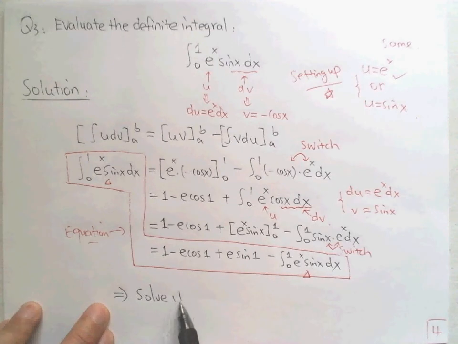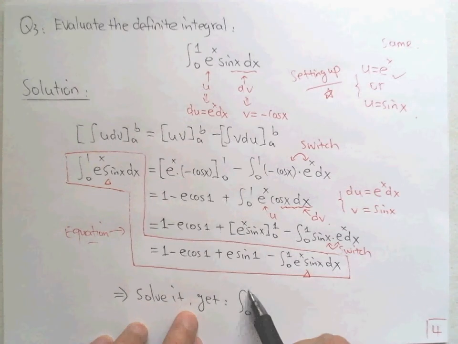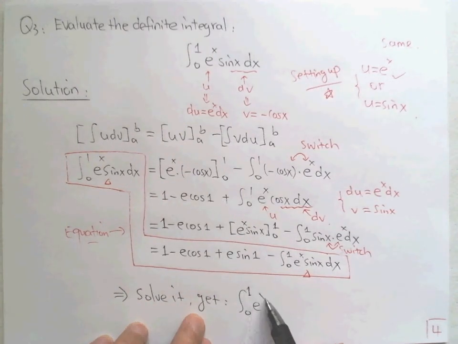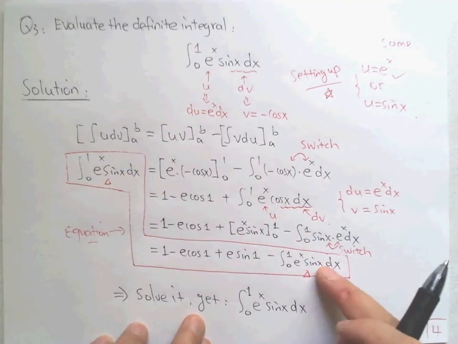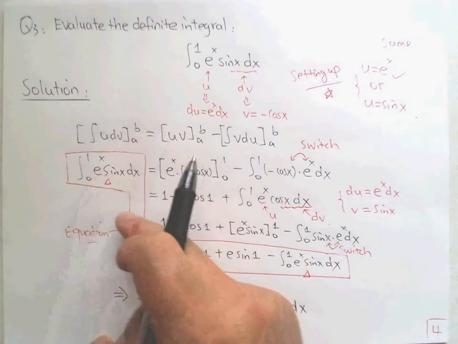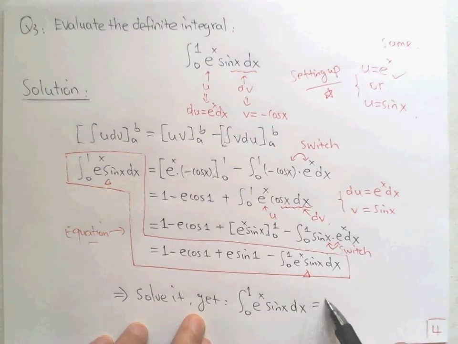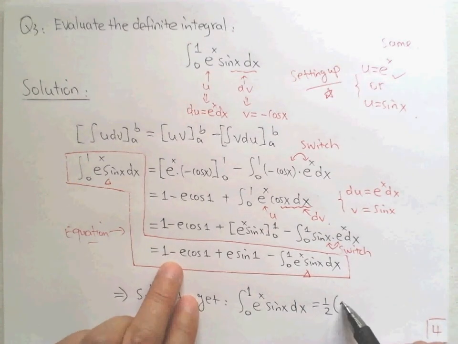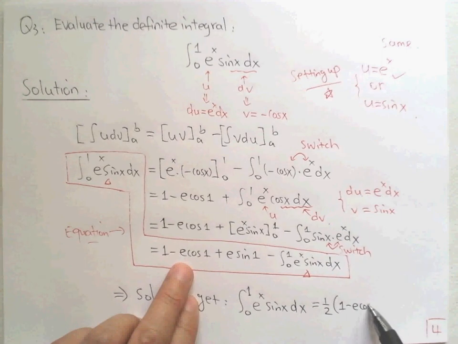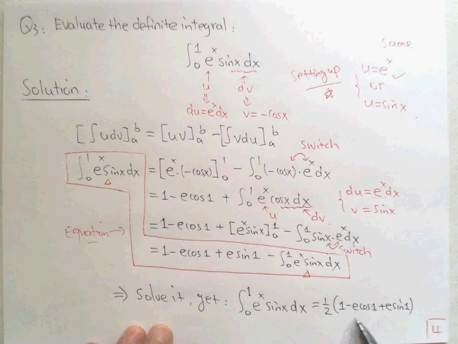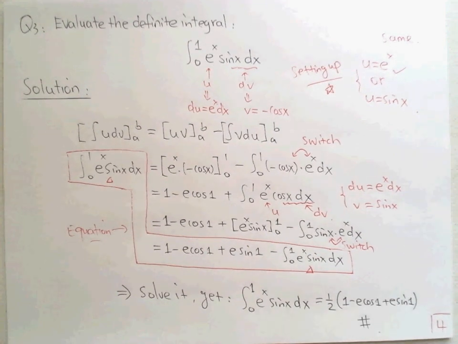Easy to solve, you know how to solve. We're going to solve it, and then we get what we need: the integral from 0 to 1 of e^x sine x dx. This one equals that plus this one, so on both sides you get a 2. Then divided by 2, you get 1/2 of this constant term: 1 minus e cosine 1 plus e times sine 1. Have you seen? This is a constant number, which is the answer.